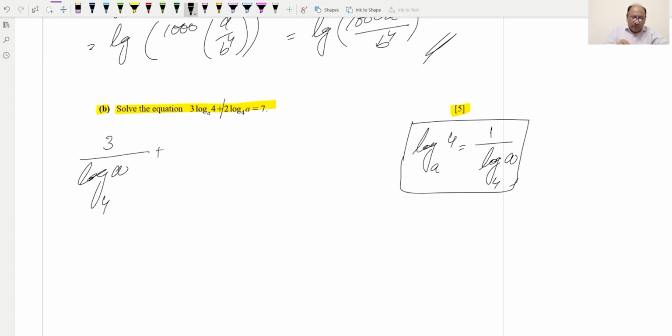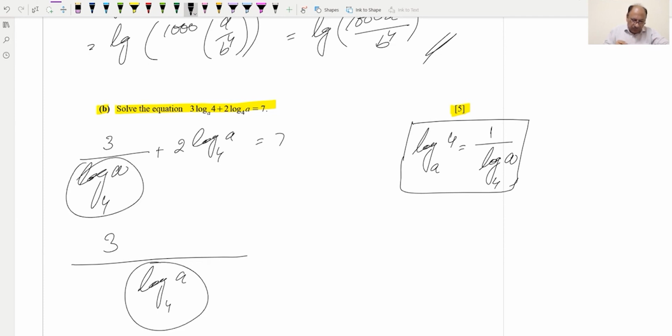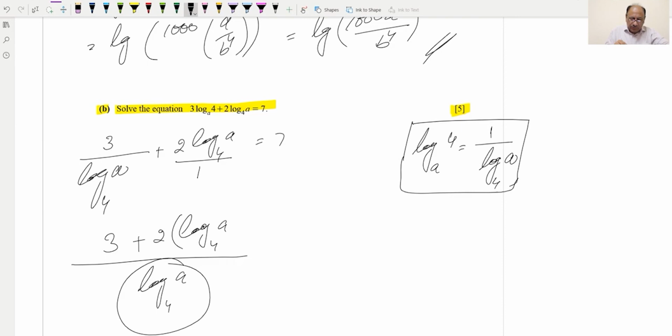Hopefully you got this. Now plus this will be 2 log of 4a, and this is equal to 7. Now we can take the LCM on this side, so it will be log 4a, and this will be 3 only, because this will be divided by this and we will get 1. So 1 will be multiplied by 3, and now this is over 1, and now we can multiply this with this, and we will get 2 log of 4a, and this will be squared. This is the LCM method which we have done, and this one will be equal to 7.